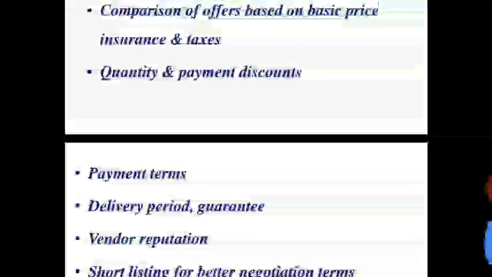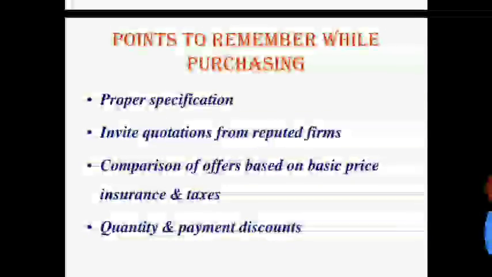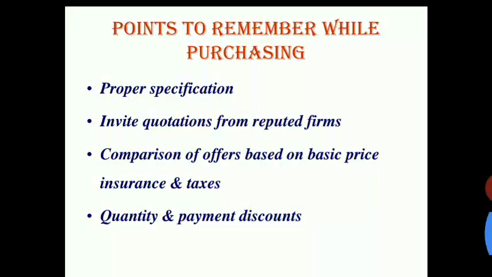So here are the few points which we need to remember while purchasing any materials. The first one is the proper specification. These specifications are set by the Indian Standard code books. For example, in the construction industry, various materials are used. You can take one example, such as the aggregates. Aggregates have certain specifications.